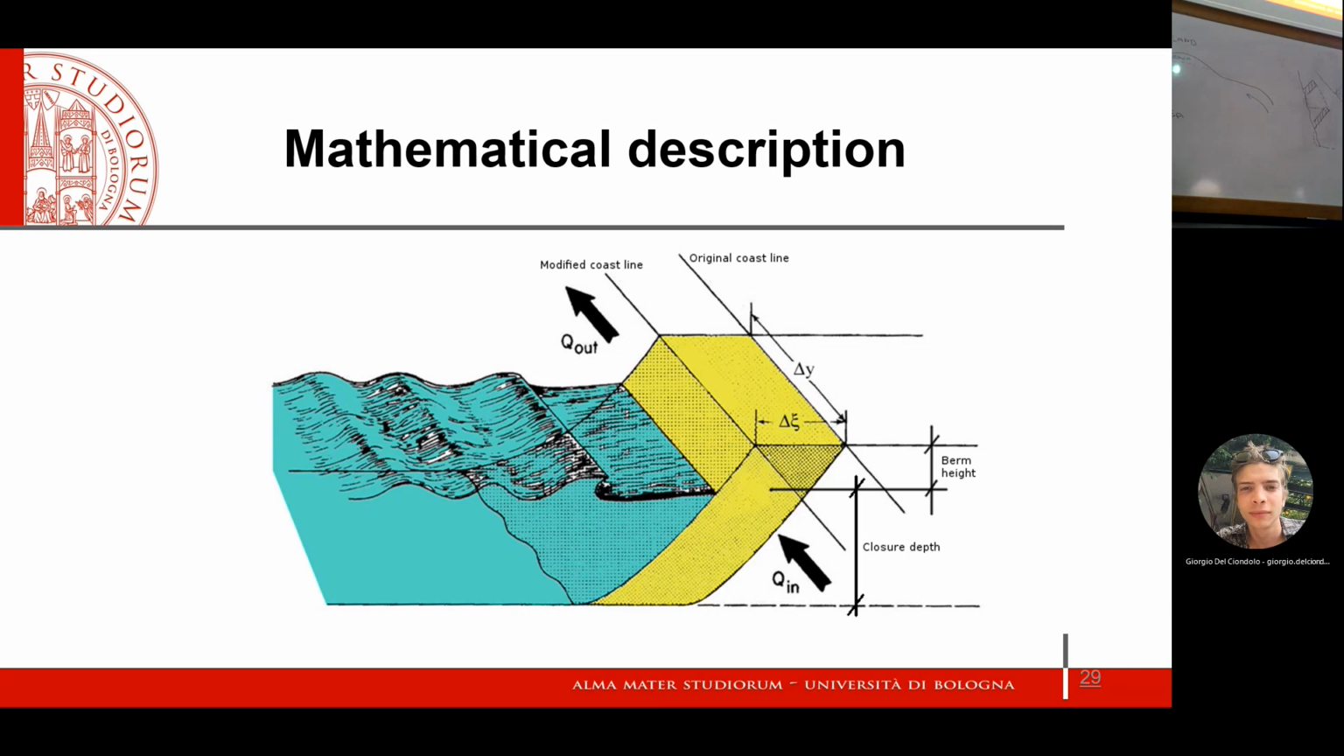We already know that when you have accretion, there is a change in the slope of the beach, and you may also have a change in the direction of the coastline.